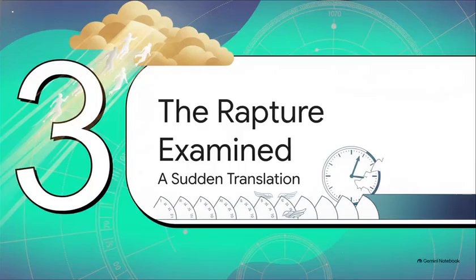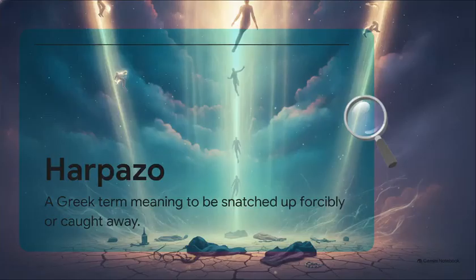Section 3. The Rapture examined. Okay, so we know the 70th week is coming, but what happens to believers before the clock restarts? Before that week begins, the texts detail an event called the Harpazo. That's the original Greek term for rapture, and it literally translates to being snatched up forcibly or caught away. In this framework, it's an imminent translation of believers from the earth. There are 0 signs required, no warning bells. It could happen suddenly at any given moment.